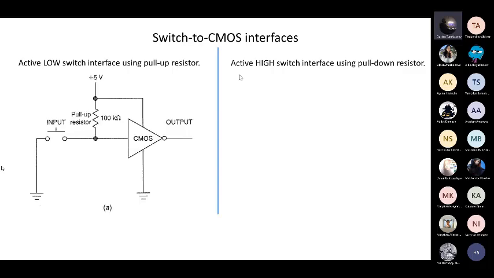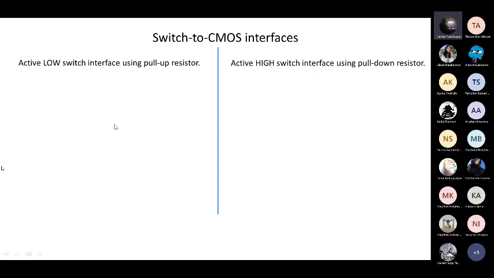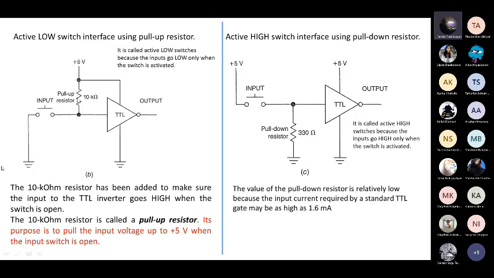For example, when we use a CMOS inverter with an active low switch interface, we need to use a pull-up resistor. But here we use a pull-up resistor not of 10 kilo ohm, we use 100 kilo ohm. Why? Because you need to remember the input current drive. When the input is high, it takes about 40 microamperes. For this reason, we use such a high resistance here. It's the same as these ones, but the difference is only in the resistance.